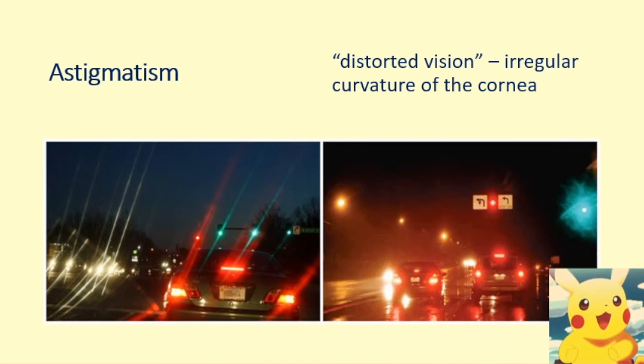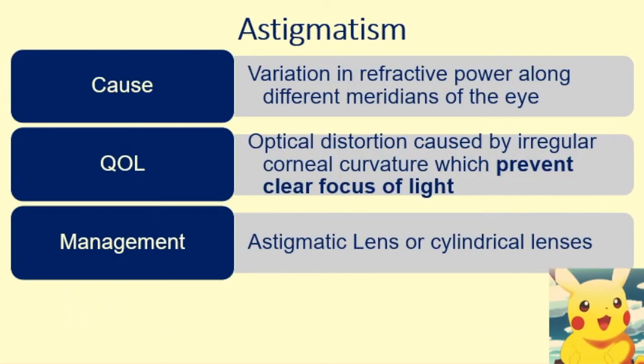The image on the left is what a patient with astigmatism will be seeing, in contrast to the right, which is the normal image. So what is the cause? Again, it's the variation in the refractive power along different meridians of the eye, leading to the inability to focus the light rays towards the retina. There is optical distortion caused by irregular corneal curvature, which prevents clear focus of light. And the management for this is the use of astigmatic lenses or cylindrical lenses.